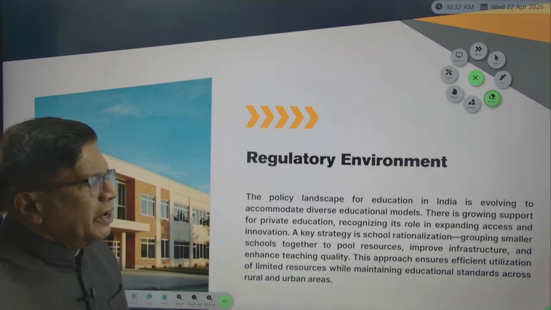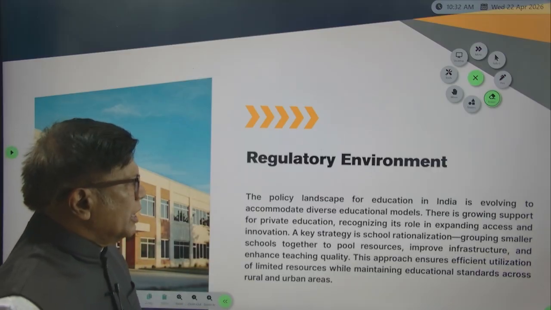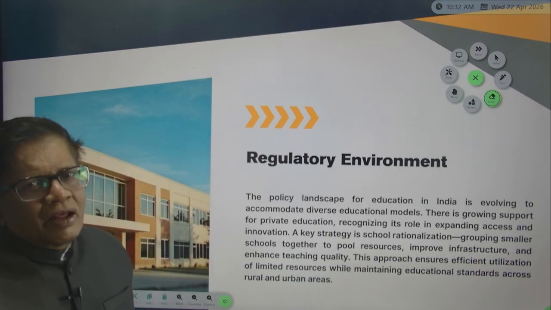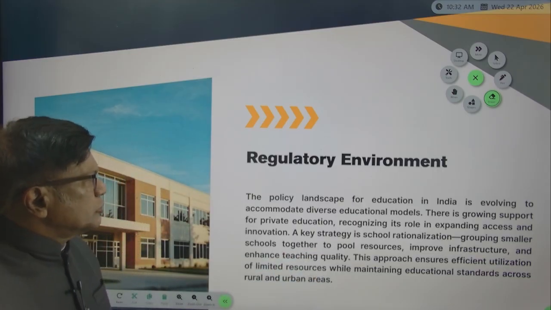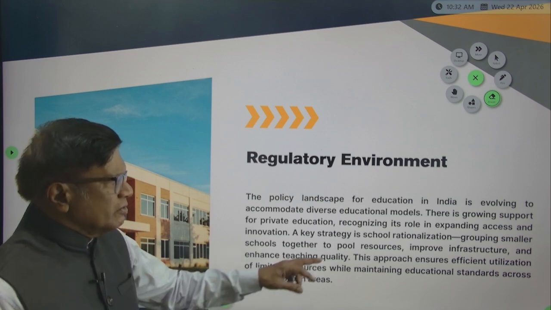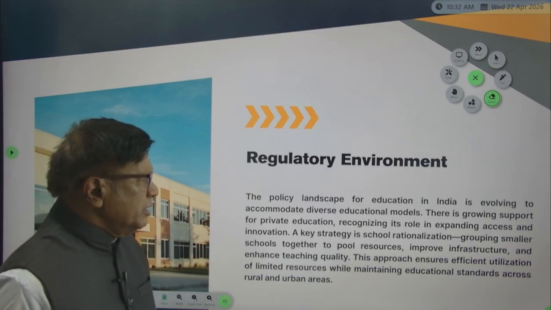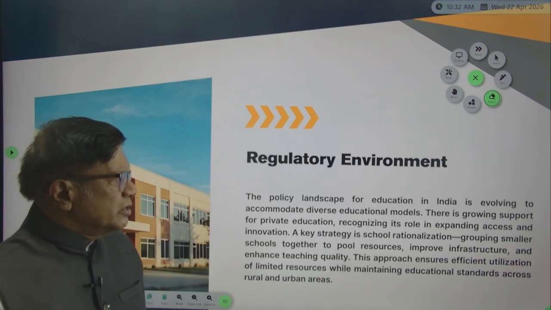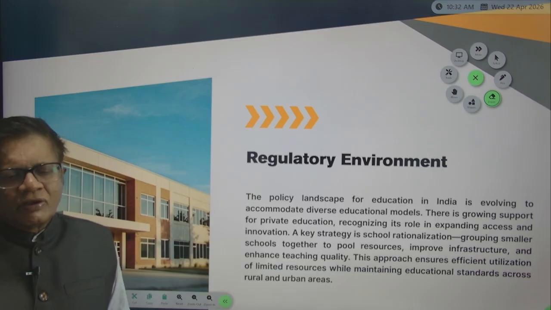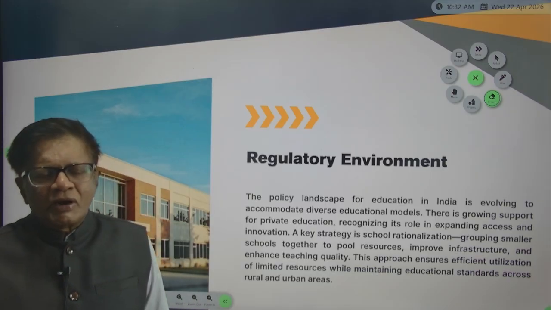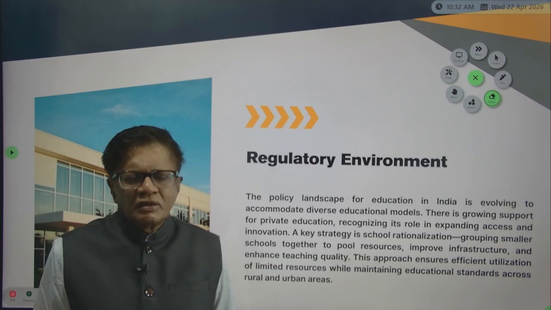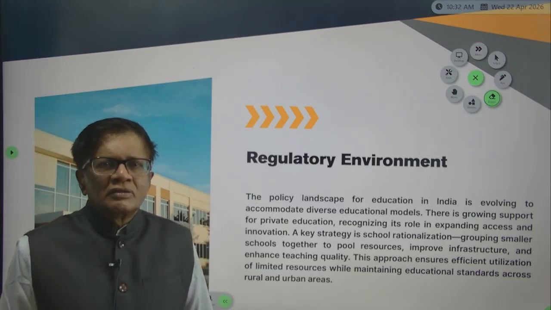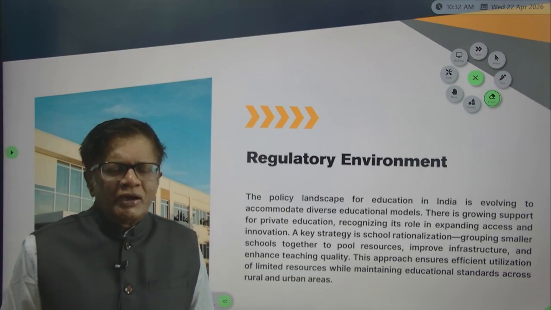Expanding access and innovation is being done. Then there is a key strategy in school rationalization, whereas grouping the smaller schools together to pool resources as well as improve infrastructure, enhance training quality and teaching quality. And this approach is generally ensuring the efficient utilization of limited resources. Again, we will come back to Samagra Shiksha, whereas innovations and holistic growth under this is being achieved, where the government is giving grants for the library as well as sports.